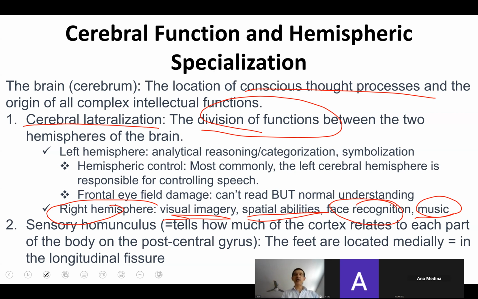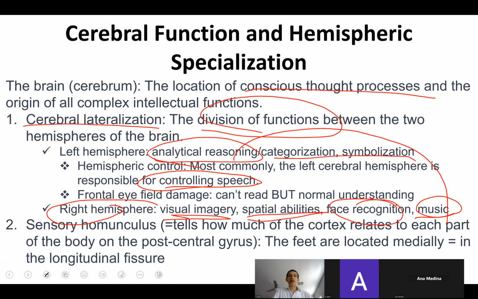On the left side, that's where speech is actually made. So it's mostly responsible for speech and also more analytical reasoning versus music. Analytical reasoning such as categorization, symbolization, etc. Okay, there's also one more thing on the left that is called the frontal eye field. That area is really responsible for moving the eyes as you want them.